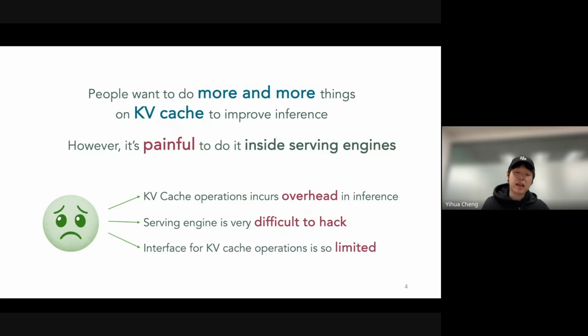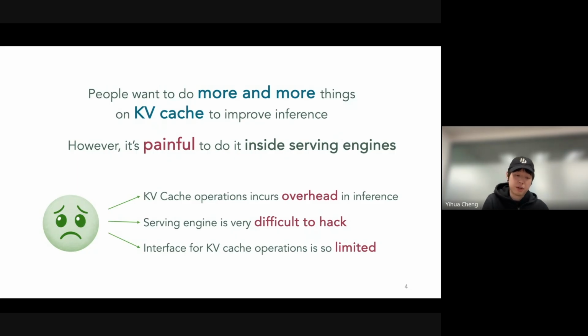And also, inside the serving engine, the interface for you to do KV cache operations is so limited. You cannot do it freely as you want. Probably the only thing you can do is save it to some kind of storage and load it when needed. But actually, people want to do more and more on the KV cache based on their needs. So there are lots of problems like this.